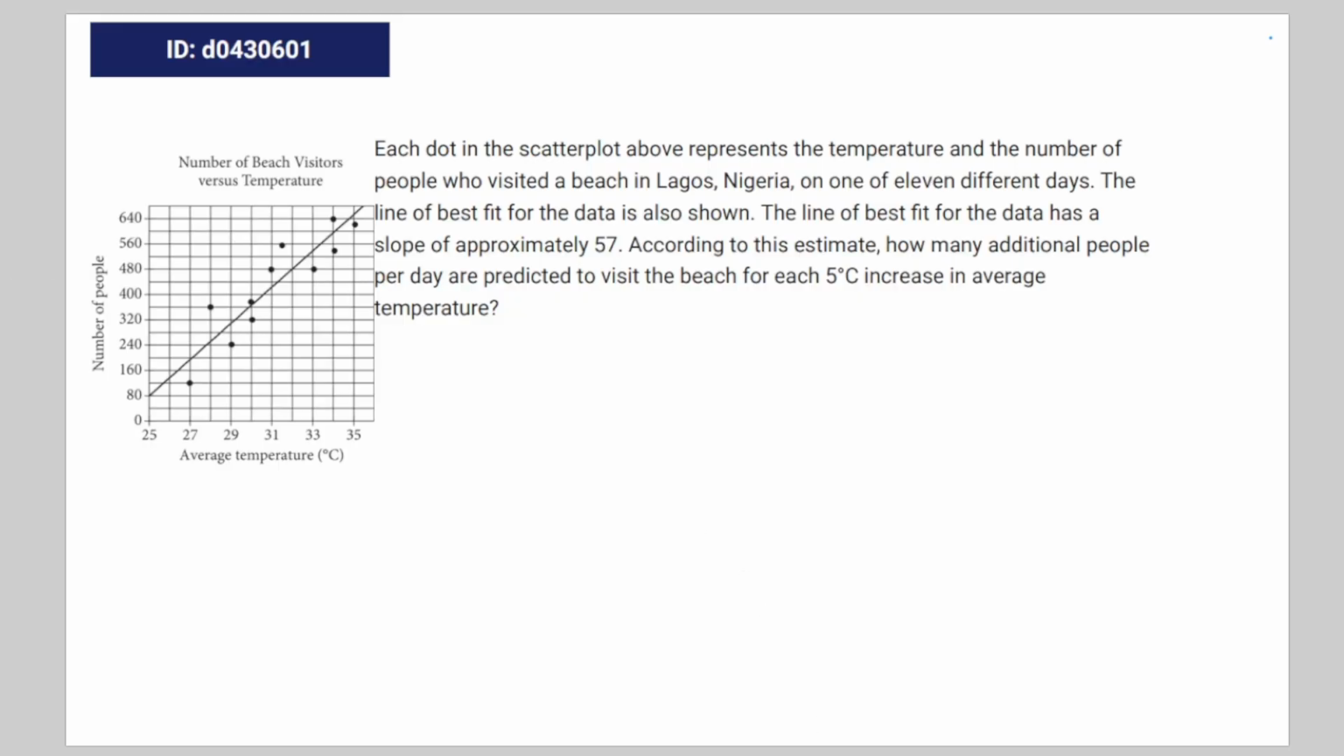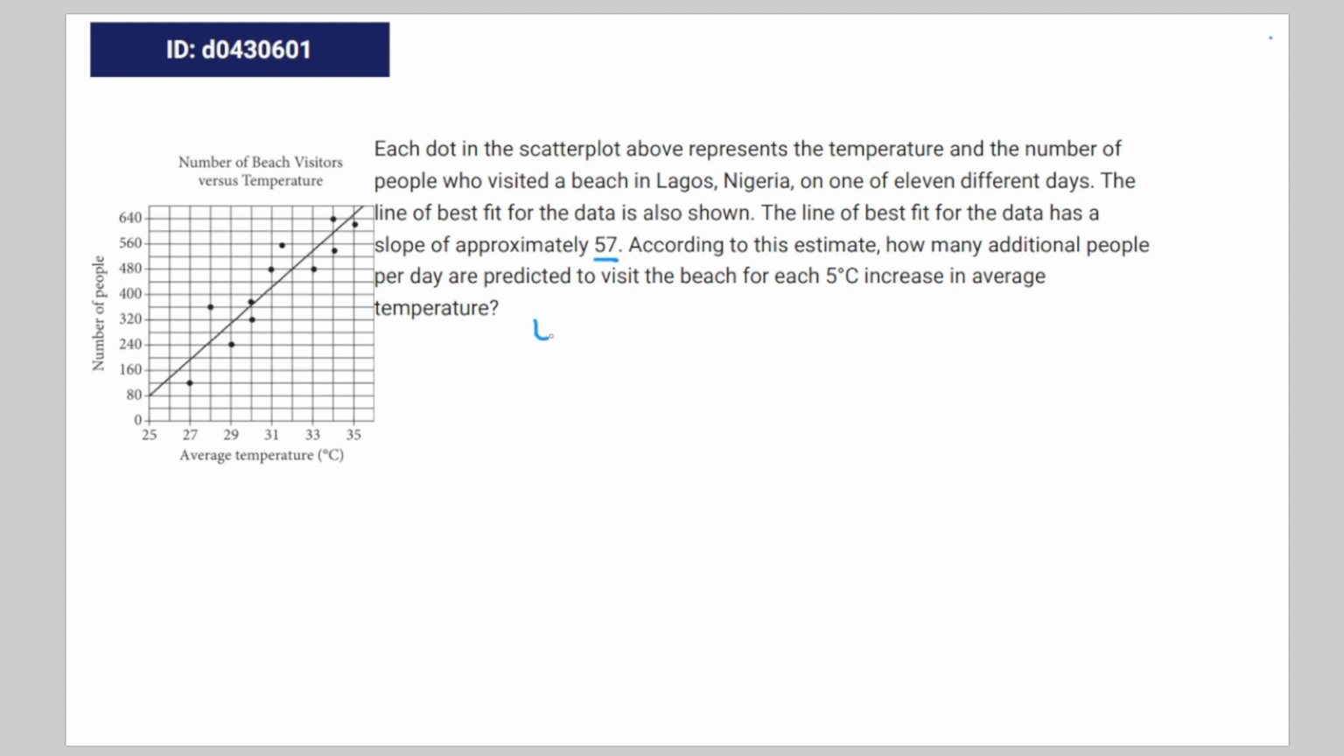So to continue on that knowledge, we're given this following example. Each dot on the scatter plot above represents the temperature and the number of people who visited a beach in Lagos, Nigeria on one of 11 different days. The line of best fit for the data is also shown. The line of best fit for the data has a slope of approximately 57. According to this estimate, how many additional people per day are predicted to visit the beach for each 5 degrees Celsius increase in average temperature?